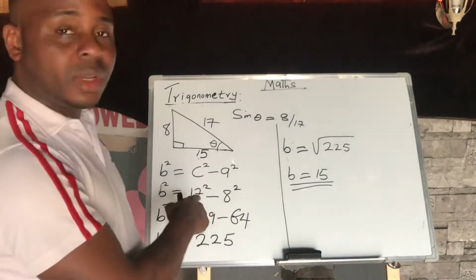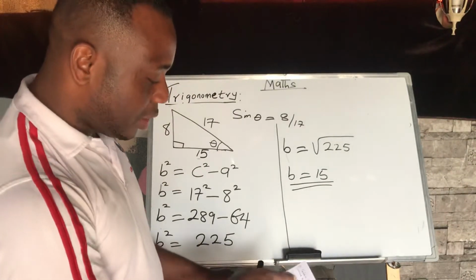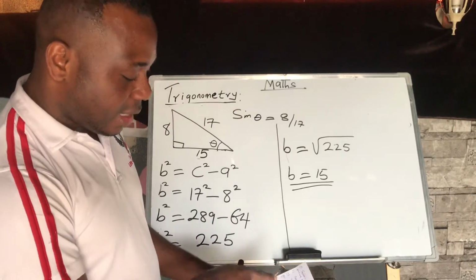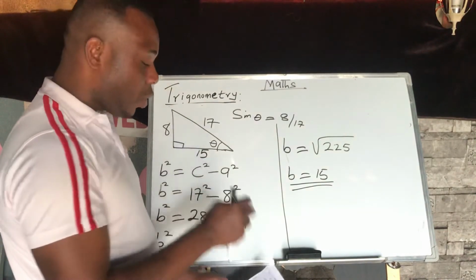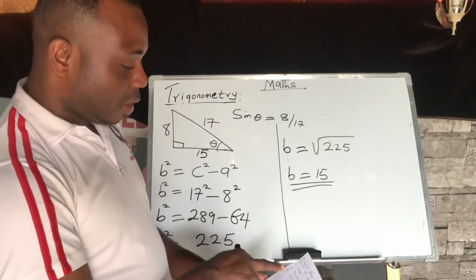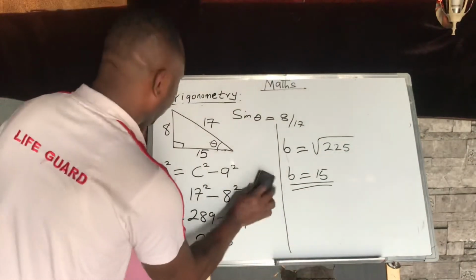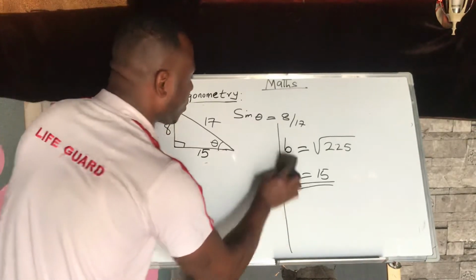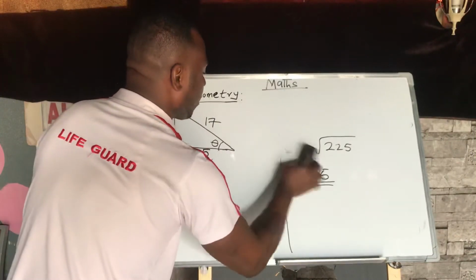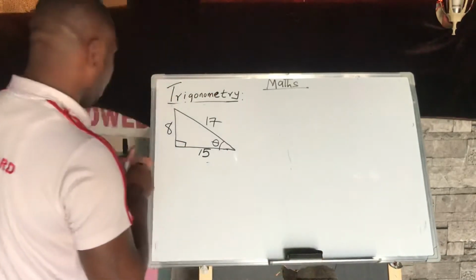Now, I hope you guys have copied it. So let's get to the second question. He said we should find cos theta, tan theta. We have gotten by this place adjacent to be 15. So we are about to answer the first question, cos theta, tan theta. So we should find I.